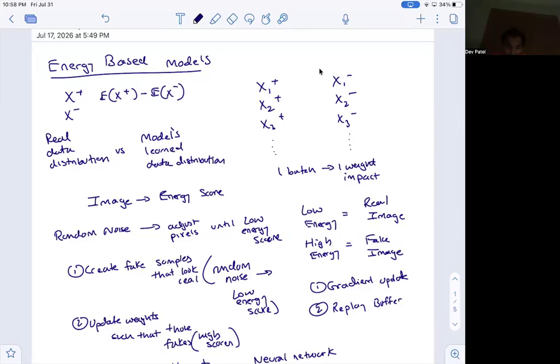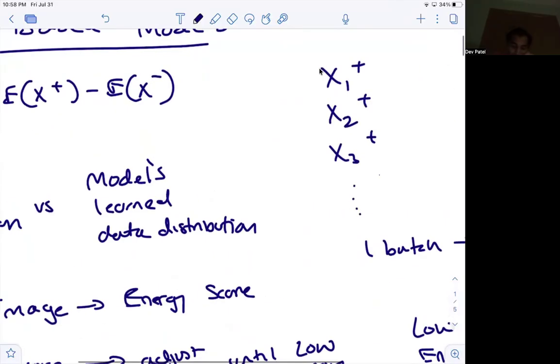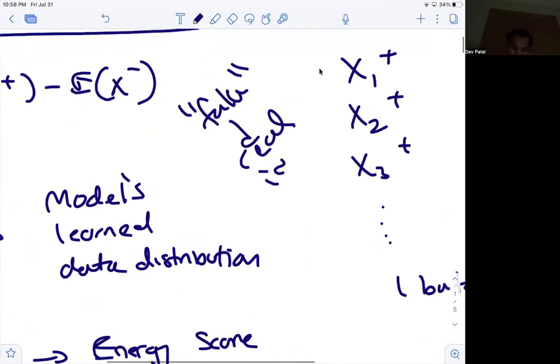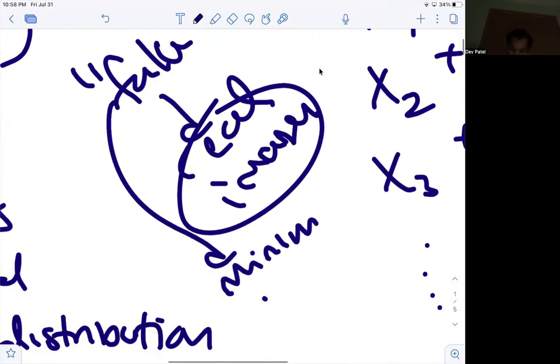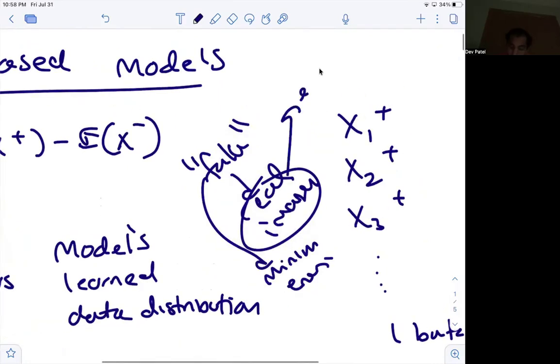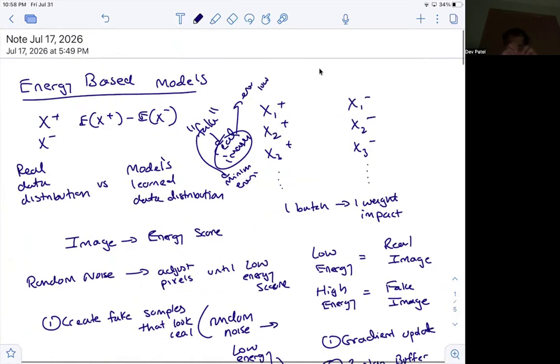So how energy-based models work is we have real images from the training data set, and the model itself is going to generate fake images that try to look as close as possible to a real image. That's why they're going to try to minimize the energy scores, because for real images the energy score is low. So when they're creating these fake images, they're going to try to minimize the energy scores.